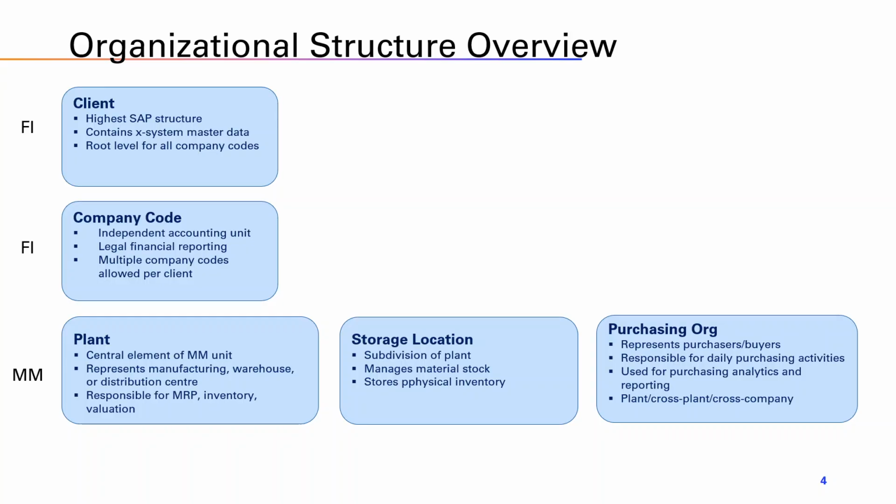And purchasing organization is responsible for procurement activities. It negotiates prices, signs contracts, and manages vendors. A purchasing organization can be assigned to one company code or multiple company codes.